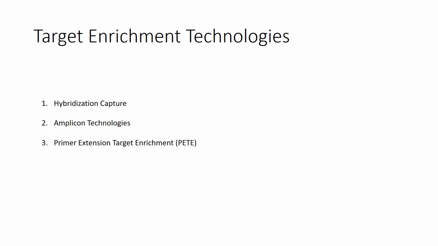So I'm going to talk about a few target enrichment technologies, hybridization capture being the first, then amplicon technologies, and then primer extension target enrichment. And this is called PEAT for short.